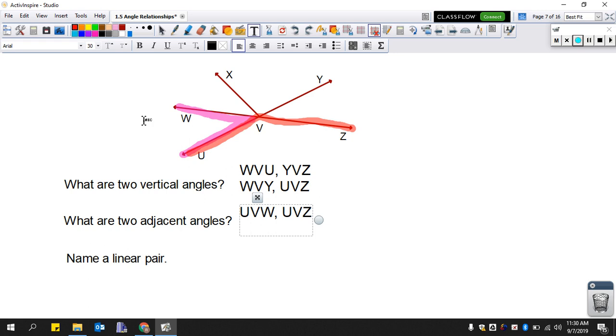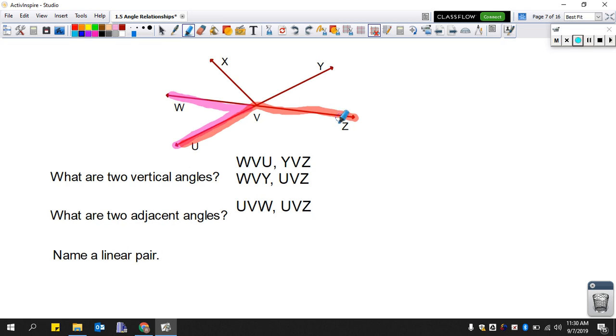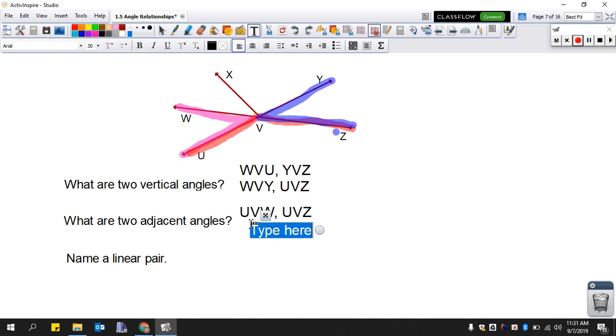Okay, and then as we move on around the figure, we can see the next set of adjacent angles. Because we went from here, we used this angle and this angle. So now let's use this angle and this angle. So we would have UVZ and ZVY.